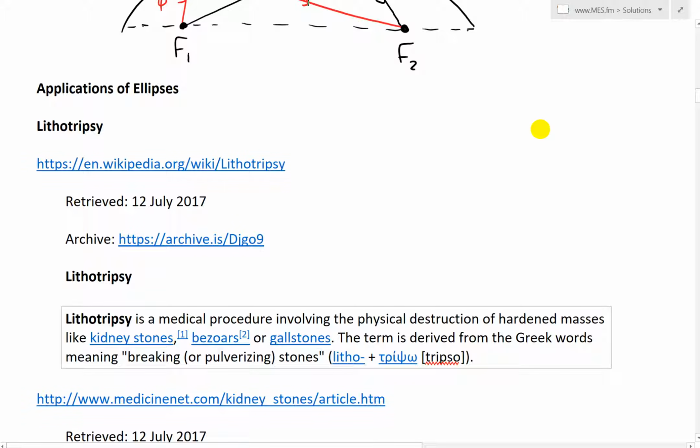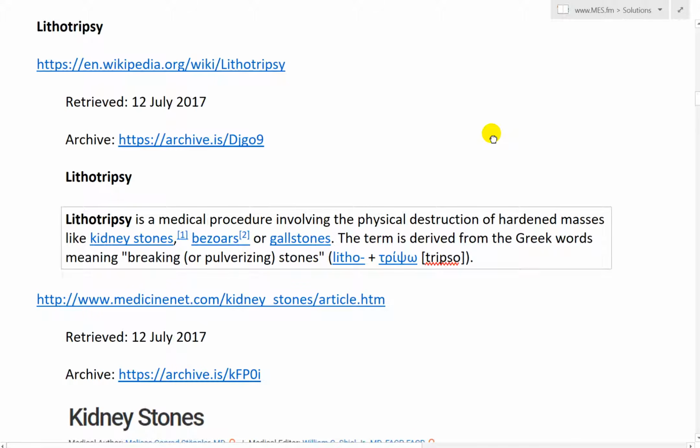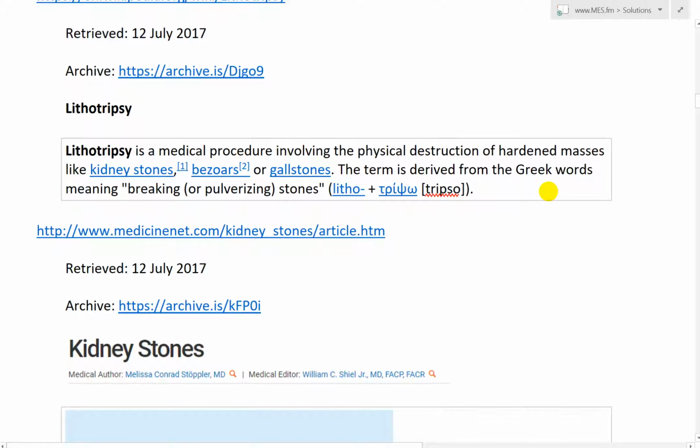So lithotripsy, right here. This is from the Wikipedia page. Lithotripsy is a medical procedure involving the physical destruction of hardened masses like kidney stones, bezoars, or gallstones. The term is derived from the Greek words meaning breaking or pulverizing stones.